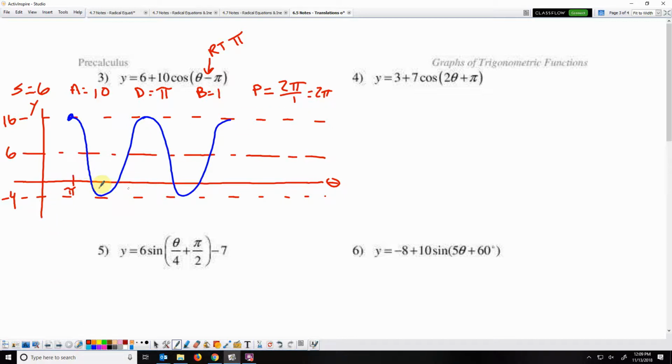The period is 2 pi, so I'm starting at pi and going 2 pi units, and that puts us at 3 pi. And another 2 pi units later is 5 pi.